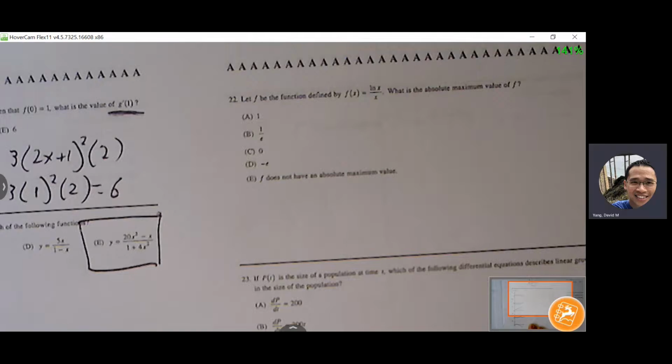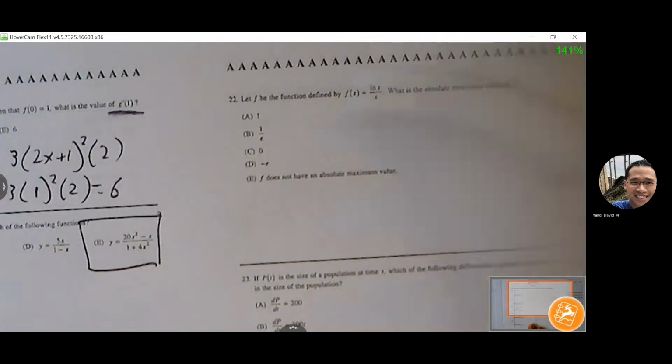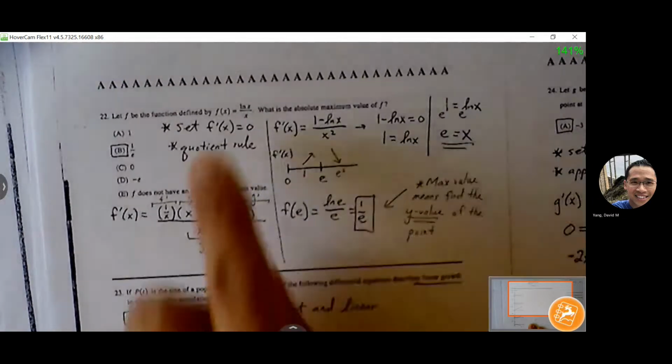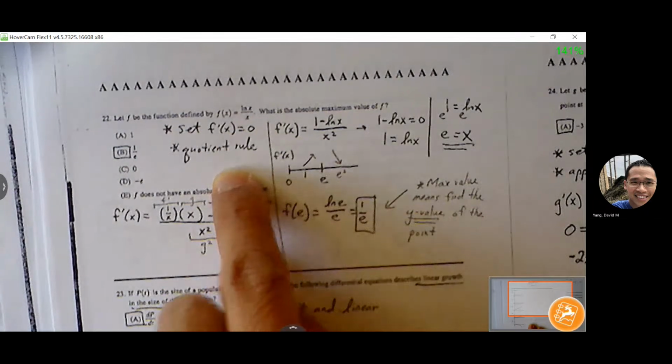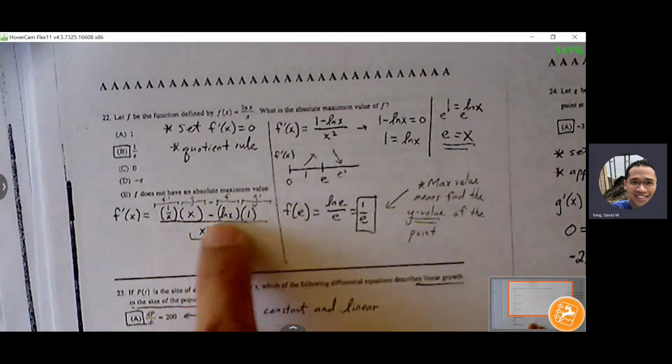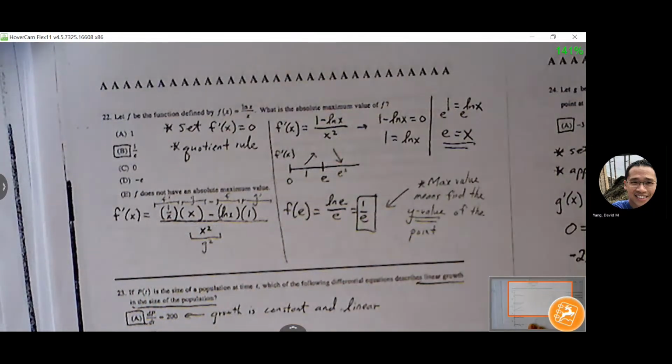What's the absolute minimum? So we set f prime equal to 0. Solve for x. Okay, so quotient rule is needed. f prime g minus f g prime all over g squared. We can set the numerator equal to 0.